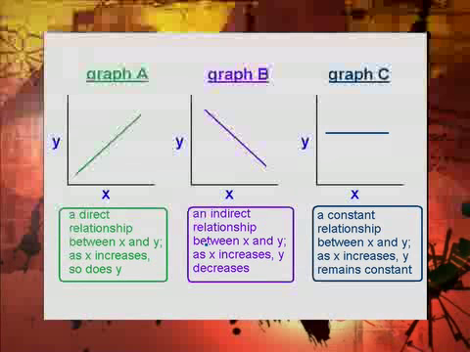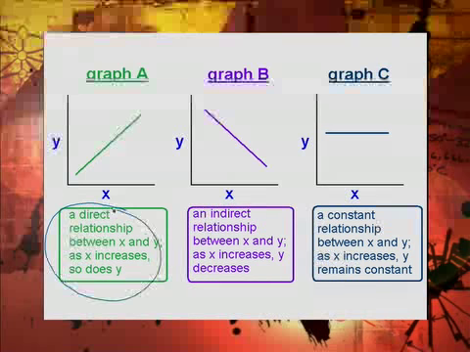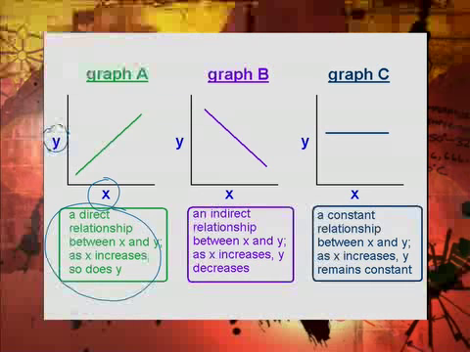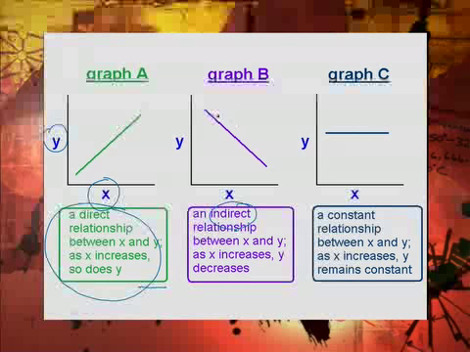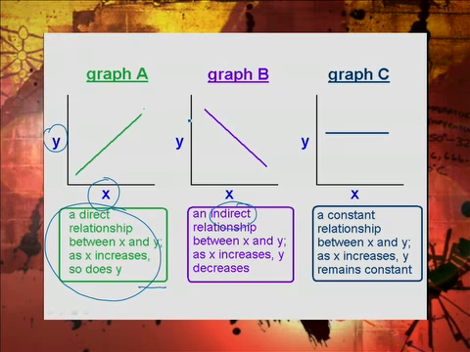I told you when we started looking at graphs that graphs were really useful because they could show a pattern or a trend, and that's very important when you have to interpret graphs, that you can see what kind of a relationship exists between x and y. Is it a direct relationship with both x and y increasing? Is it an indirect relationship with x increasing but y decreasing? Or is it a constant relationship? You need to be able to look at a graph that has been drawn and work out what the trend is.